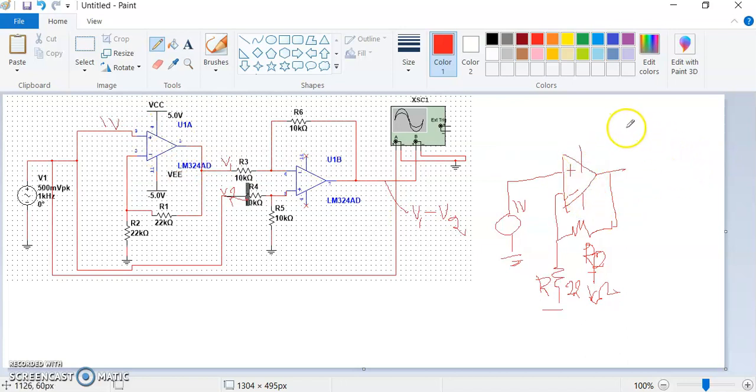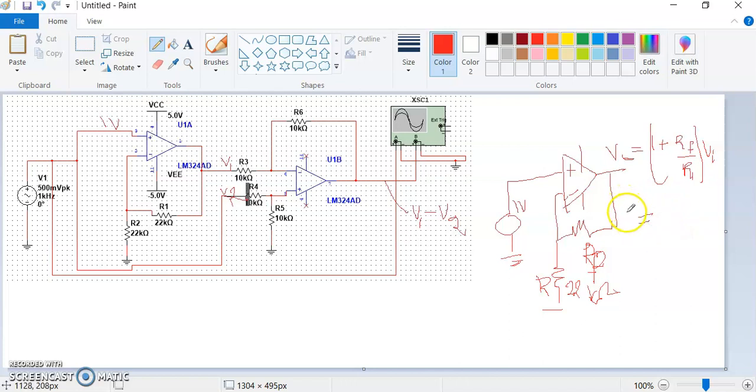Okay, what is the output voltage equation for a non-inverting operational amplifier? That is V0 equals 1 plus RF by Ri, the input resistance, into Vi. So our Vi is what? Our Vi is 1 volt.